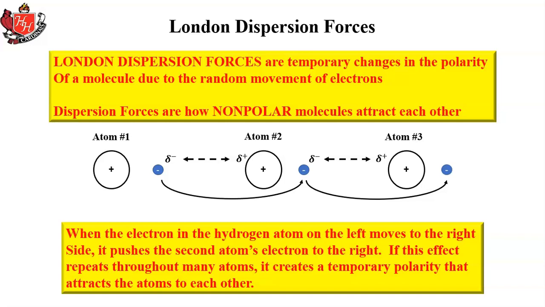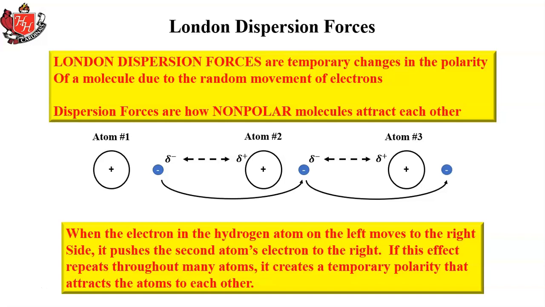It's not very strong. It can't totally jump over there, because if that happened in this case of a hydrogen atom, you'd have a hydrogen atom with 2 electrons, and that's physically impossible. But it can have a weak attraction. London dispersion forces, the types of forces we've just talked about, are the weakest of them all. So when the electron in the hydrogen atom on the left moves to the right side, it pushes the second atom's electron to the right. If this effect repeats throughout many atoms, it creates a temporary polarity that attracts atoms to each other. So it's a very weak attraction, but it is there.